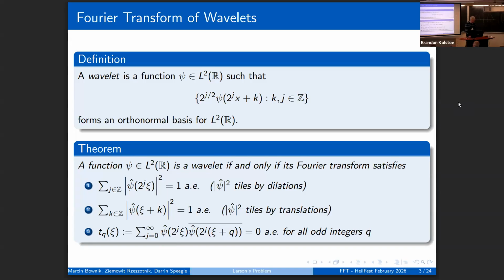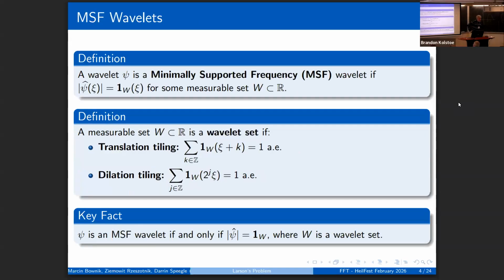So we're going to be interested in so-called minimally supported frequency wavelets, MSF wavelets. And those are particular wavelets where the modulus of the Fourier transform is just the indicator function on a set. Okay. This seems to be the simplest possible case. We get the indicator function on a set. And then there's a theorem. Well, first a definition, right? A wavelet set is a set that tiles by translations and by dilations. And the key fact is that these are the same thing. So ψ is an MSF wavelet if and only if the Fourier transform is supported on a wavelet set here.